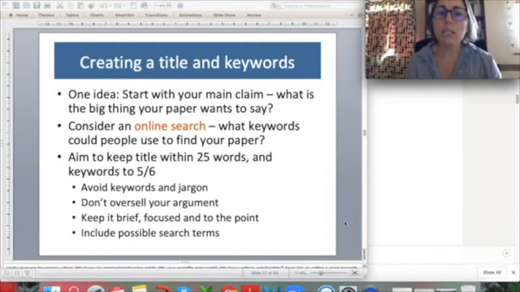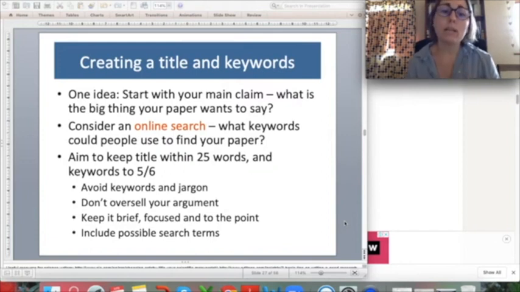So you want to try and keep the title to about 20 to 25 words. You don't want an overly long title. Some journals will tell you a specific requirement for the length of titles, but most journals won't. So 20 to 25 words and 4 to 6 keywords is a pretty good guideline to go by.